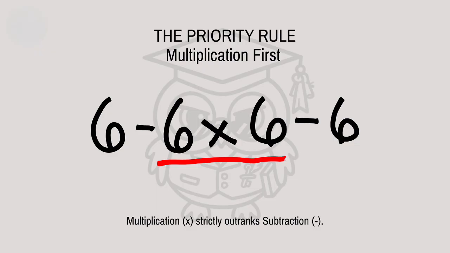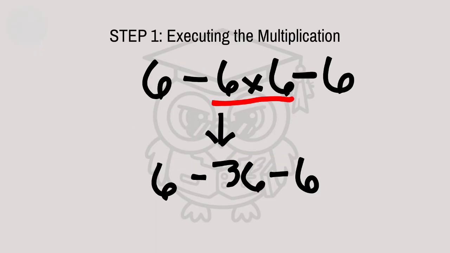This makes the product of 6 and 6 a mandatory starting position. Calculating the product in the middle, 6 times 6 equals 36. Replace the multiplication block with 36, updating our expression to 6 minus 36 minus 6.